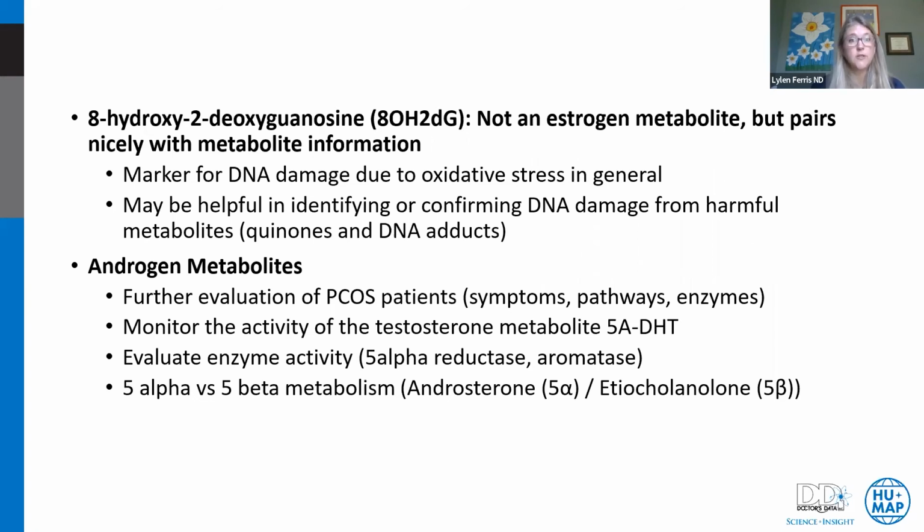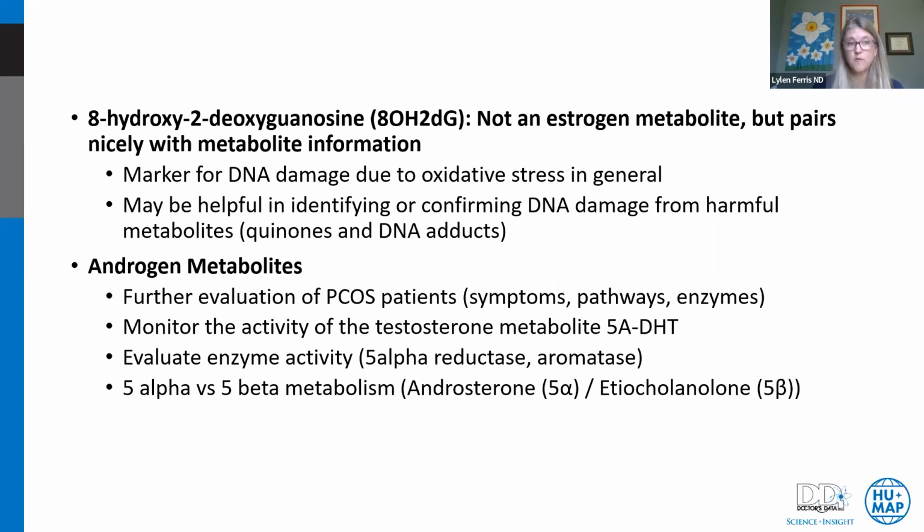When we think about the androgens, androgen metabolites can be really helpful if we're thinking about further evaluation of PCOS patients, because we're thinking about symptoms, but we're also thinking about the pathways and the enzymes and how all of these androgens are moving around. It can be really helpful to monitor the activity of the testosterone metabolite 5-alpha DHT, because this is the more active testosterone metabolite. And if we have male pattern hair loss or prostate enlargement or acne or hirsutism, 5-alpha DHT is often the culprit. So it can be really helpful to keep an eye on that. It can be helpful to evaluate enzyme activity. So in this neighborhood, we're thinking about 5-alpha reductase and aromatase.